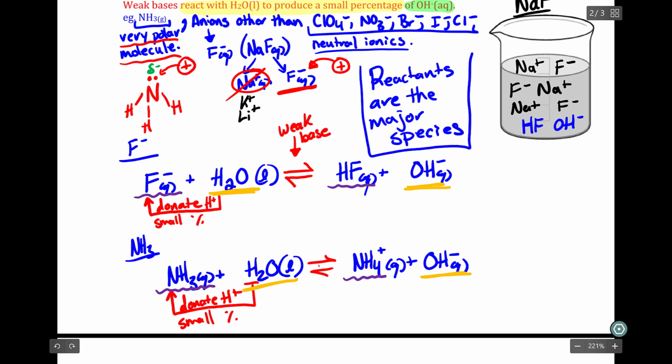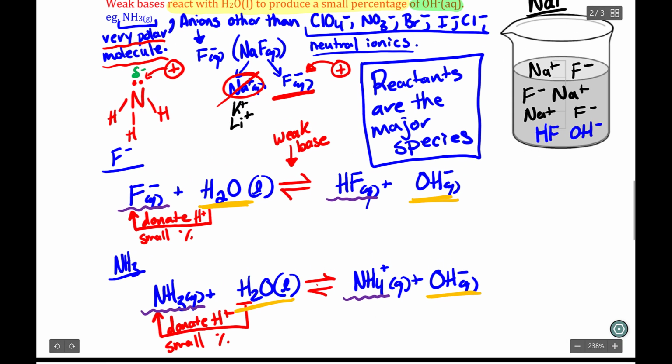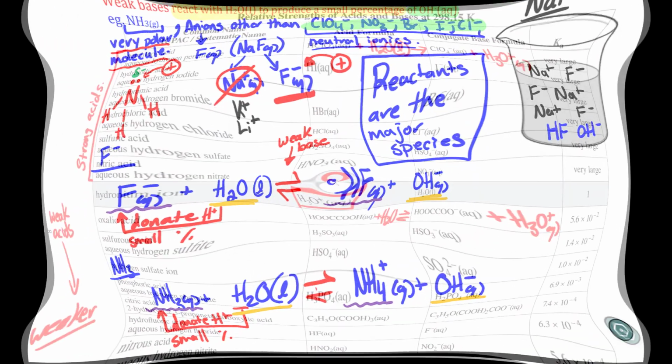So weak acids, the reactants are the major species. Weak bases, the reactants are the major species. For strong acids and strong bases, it's the products that are the major species. Always the products that are the major species. So really what we're looking for at this level for what is a weak base, it has to follow this definition of they react with water to produce a small percentage of OH minus. They're either a very polar molecule or they're anions other than these 5 here, which are neutral ionics.